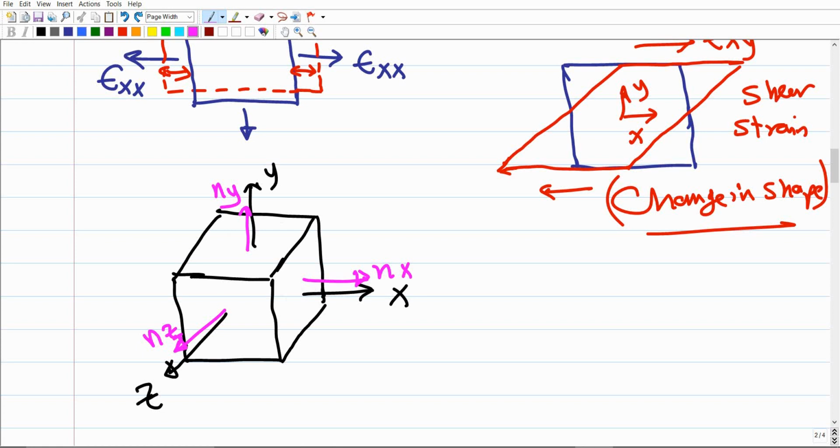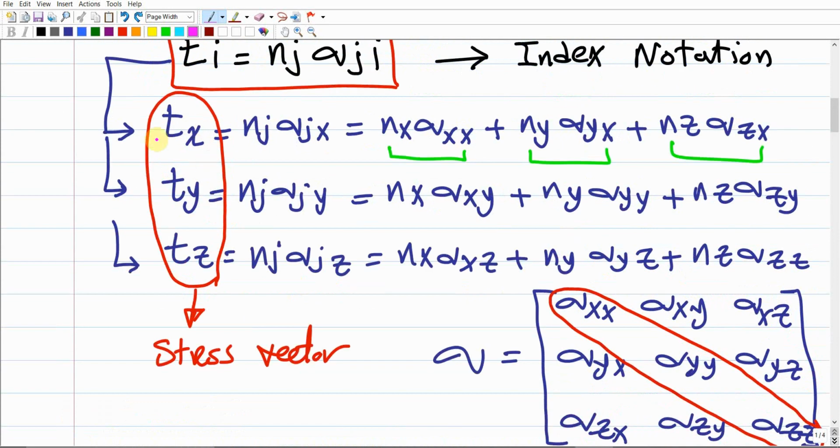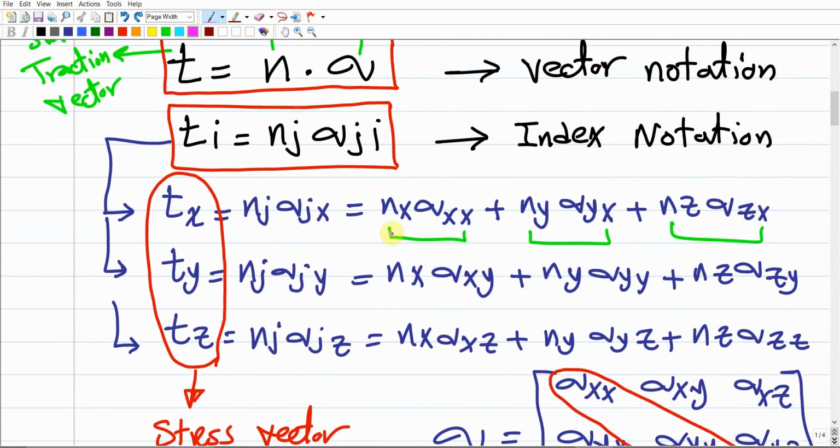NZ refers to the surface whose normal is the Z-axis. Very simple. Make sense? Then what? If we consider this force Tx, Tx is going to affect the three surfaces, not just one. The same force component Tx is going to affect the surface whose normal is X, the surface whose normal is Y, and the surface whose normal is Z.